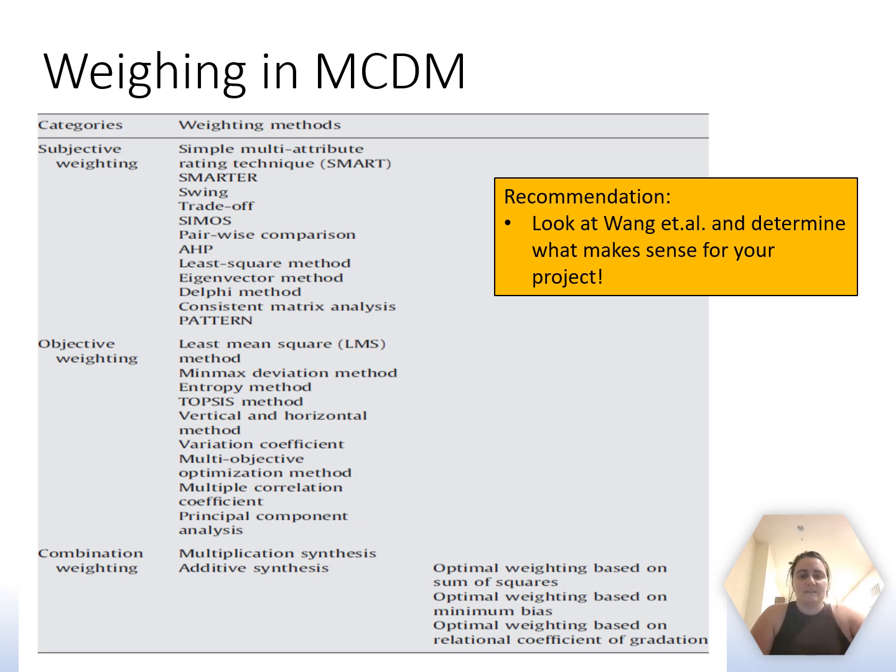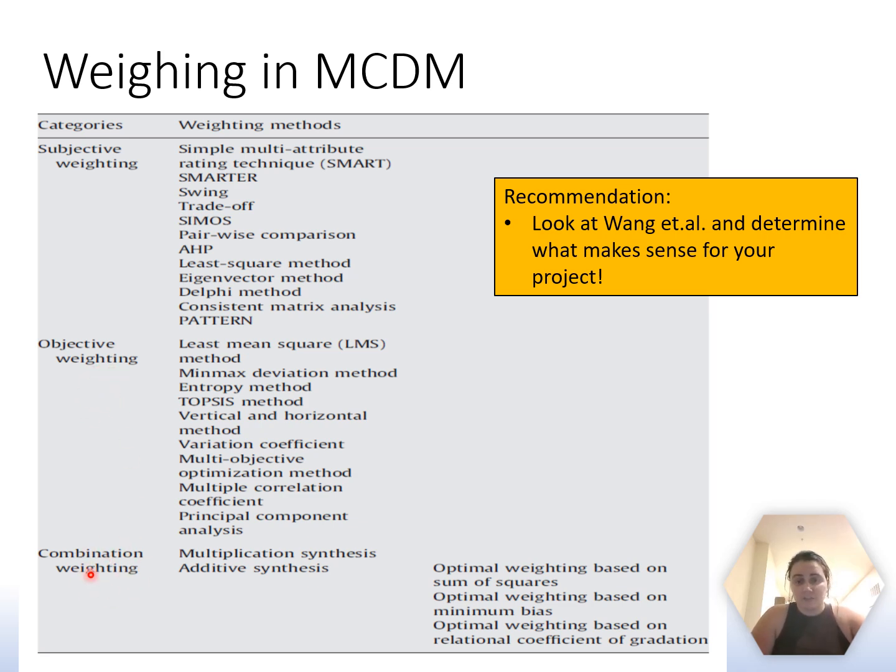So this is a lot of different other types of weighing. We can do subjective weighing. Let me grab my laser pointer. There we go. Subjective weighing or objective weighing. So objective weighing is going to be a lot more mathematical. Things like least mean squares, min-max derivations. A whole lot of statistics can happen in here.